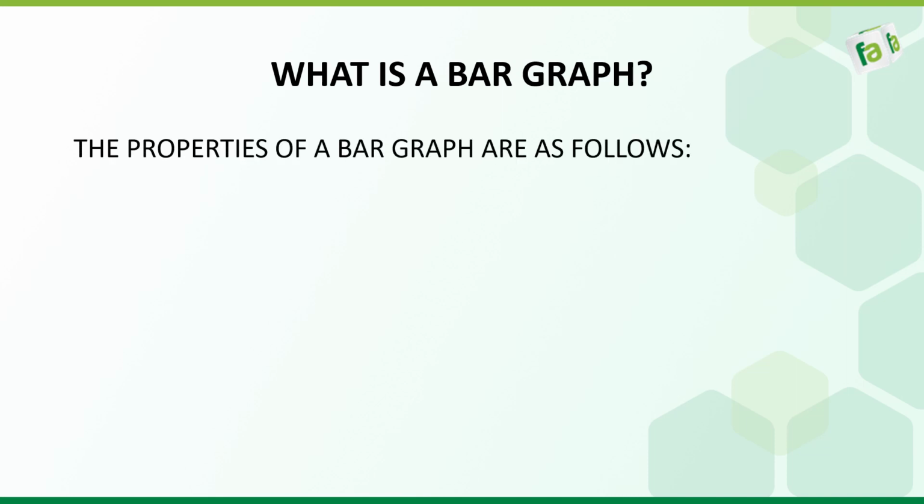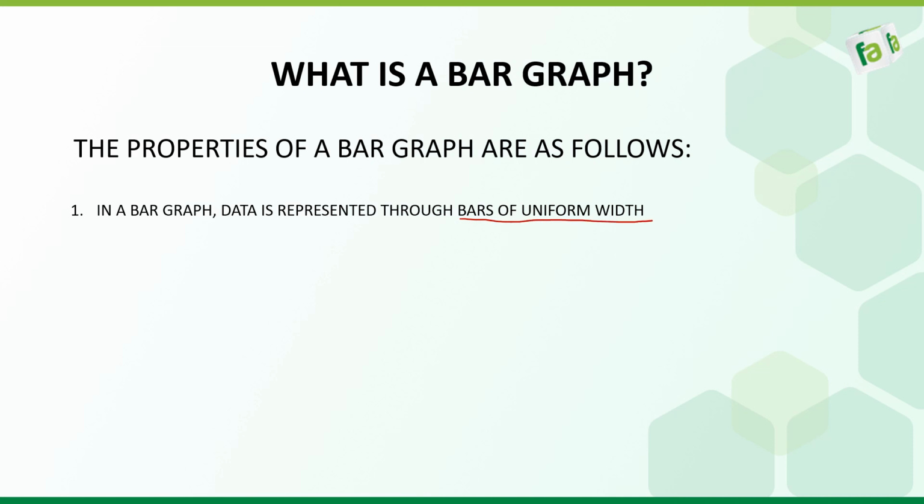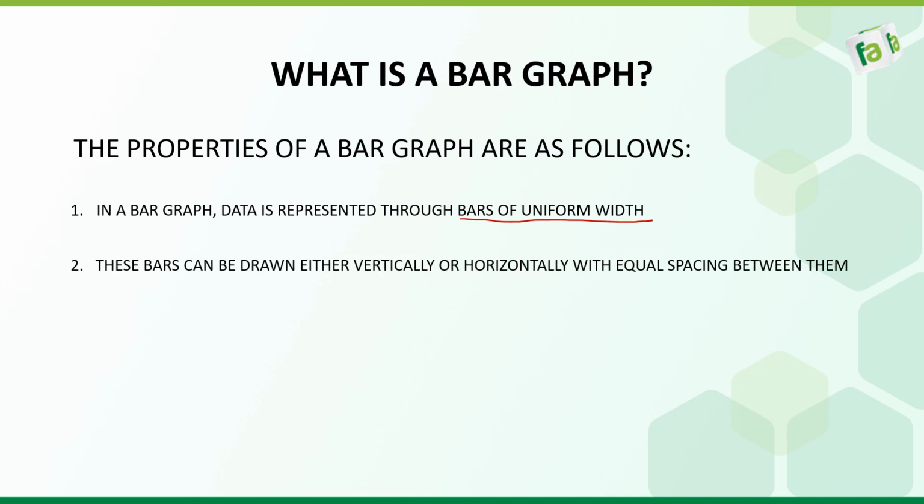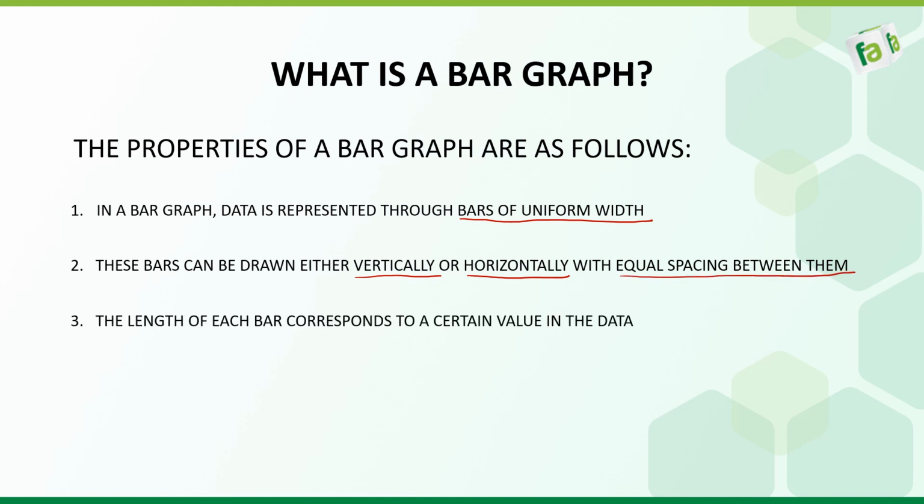The properties of a bar graph are as follows. In a bar graph, the data is represented through bars of uniform width. These bars can be drawn either vertically or horizontally with equal spacing between them. The length of each bar corresponds to a certain value in the data.